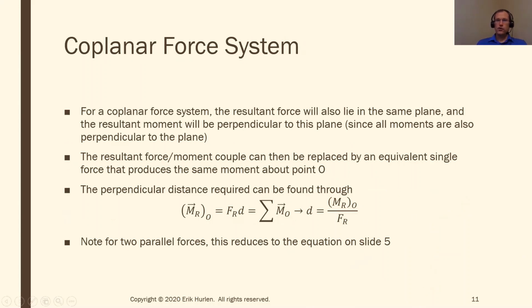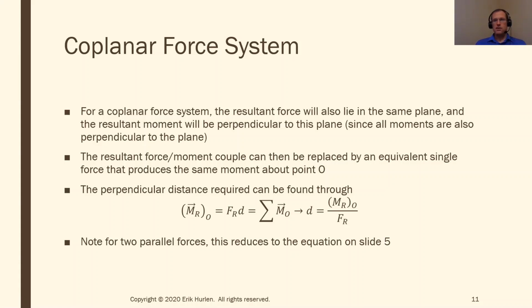Next, we have coplanar force systems. So these are, again, kind of like a two-dimensional force system. I only have forces in 2 dimensions, X and Y usually. And anytime I have this scenario, it doesn't necessarily need to be X and Y, it could be any kind of plane, but it's easiest to call that plane the XY plane.